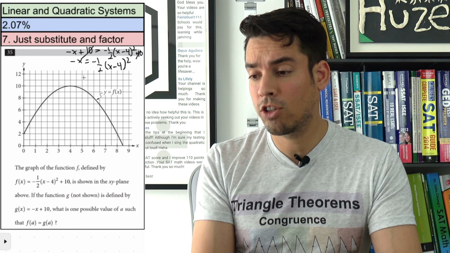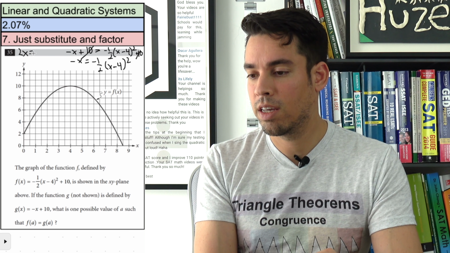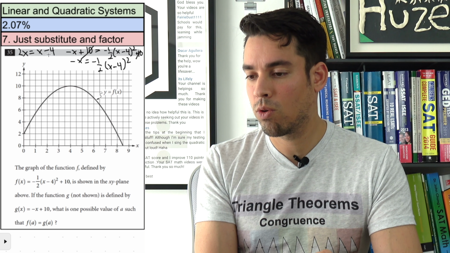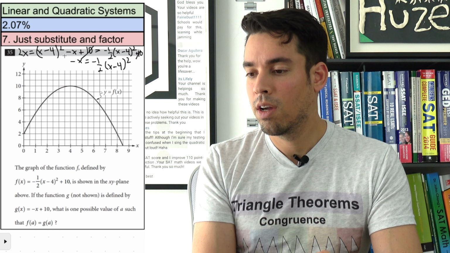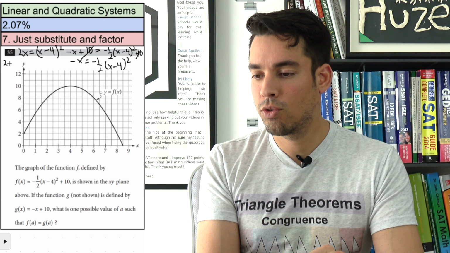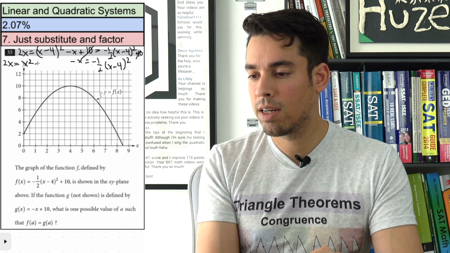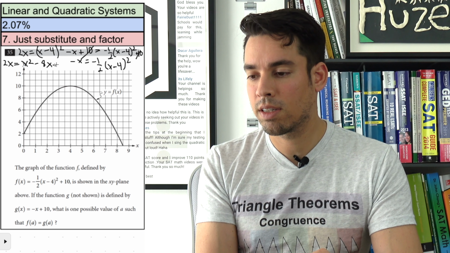I don't want to deal with a fraction, so I'm going to multiply both sides by negative 2 to get rid of that negative 1/2, and I get 2x equals (x minus 4) squared. It's already looking a lot better. Now I'm going to FOIL this side here. So I have 2x equals x squared minus 4x minus 4x, which is minus 8x. Remember, I'm foiling, plus 16.